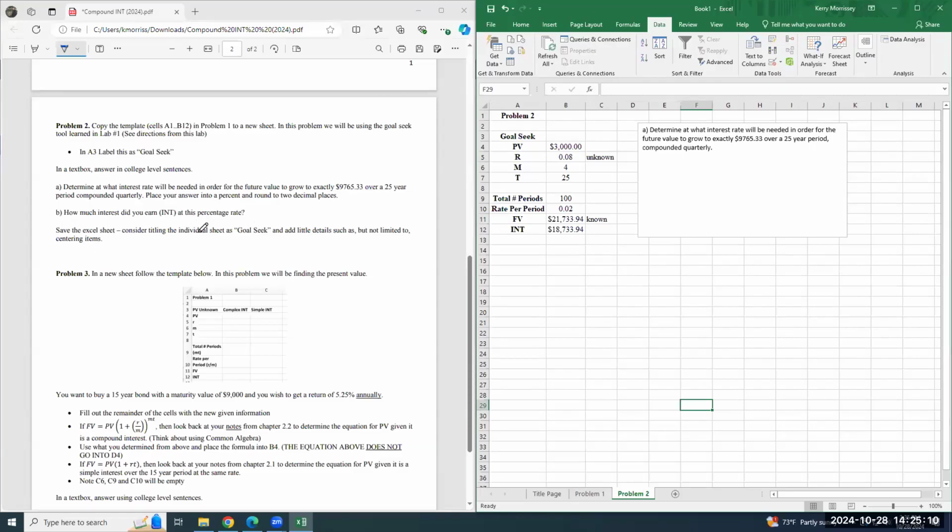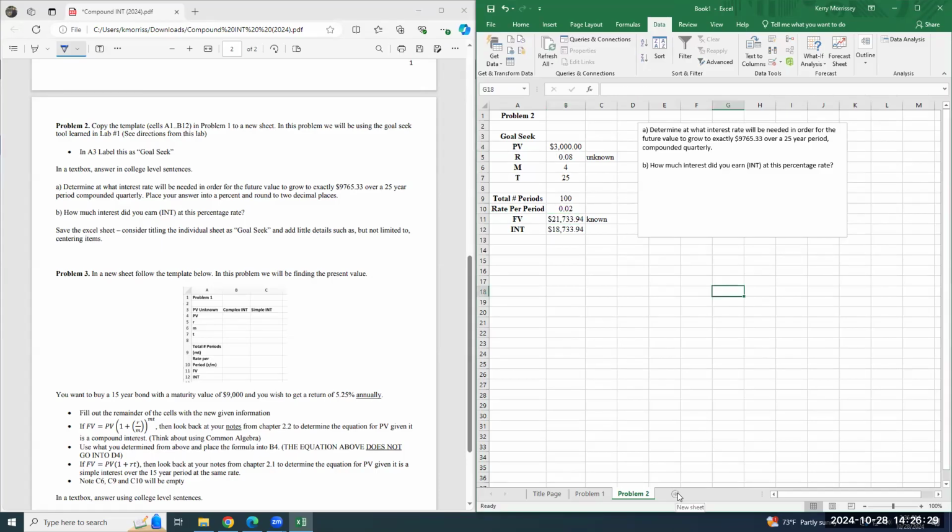Now it says save the sheet, and you might consider naming this one goal seek. So if we want, we can write that as problem 2, or we can change it to goal seek. Oh, I'm so sorry, I missed a question. B is how much interest did you earn at this percentage rate? Again, we do not know your rate, that's something we would need to use goal seek for. However, we do know exactly what we want your future value to be. We're going to keep your present value at 3,000. We just need to know what value this is.